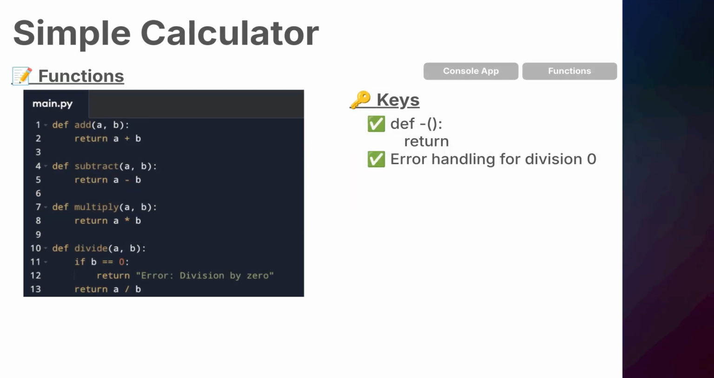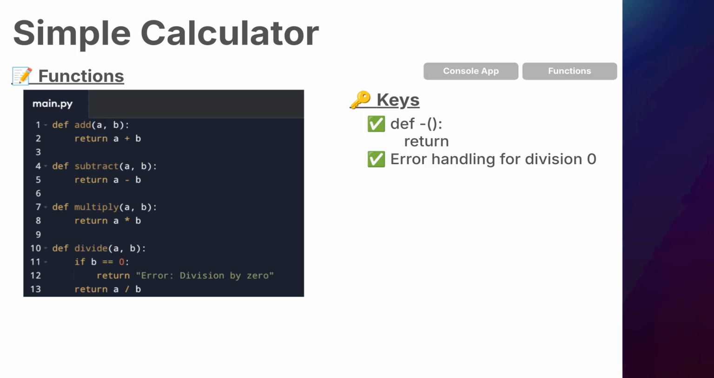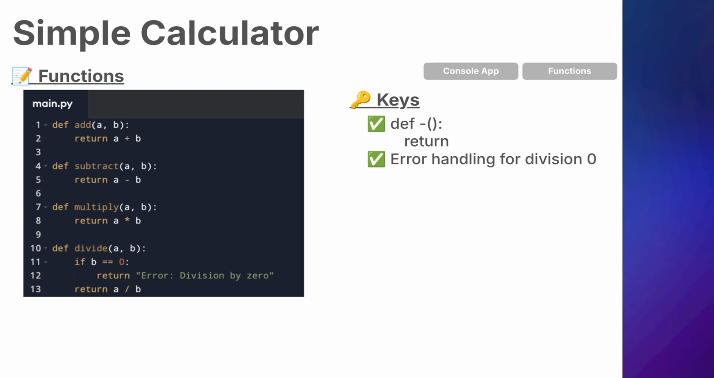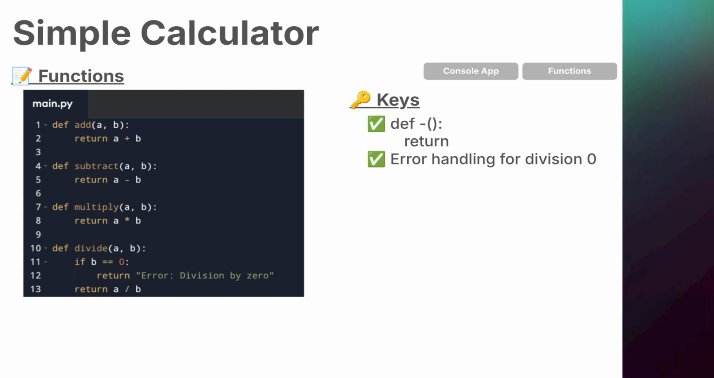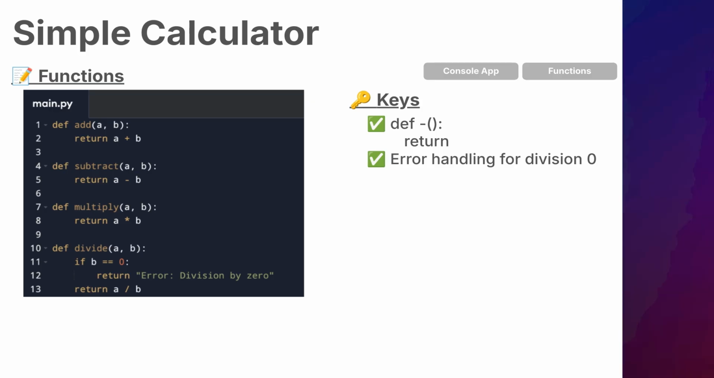Okay, let's take a look at them one by one. In this slide, we're focusing on creating the functions for our simple calculator. Rather than building the whole program at once, we're breaking it into small, clear pieces. Each piece is a function that performs a single calculation. This approach keeps our code organized and makes it easy to reuse and test each operation separately.